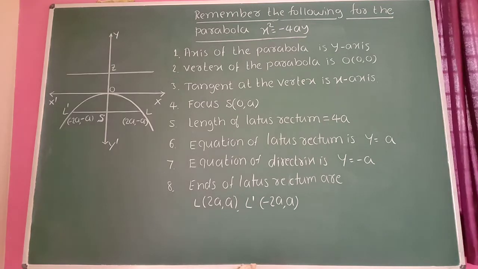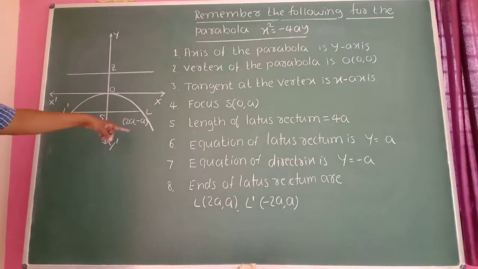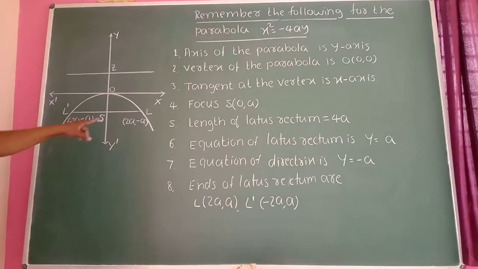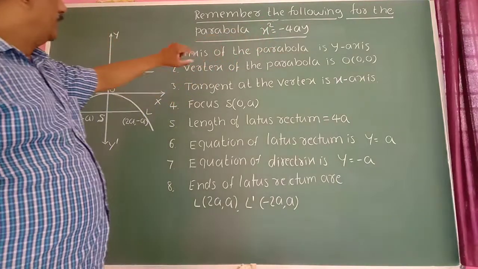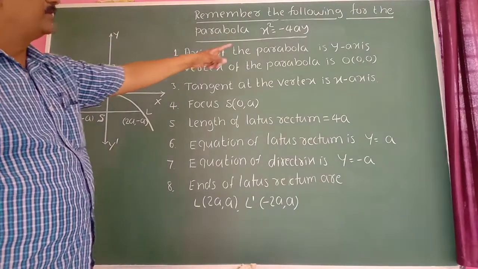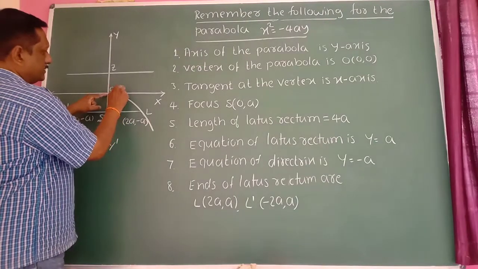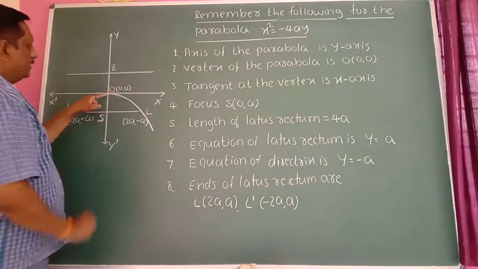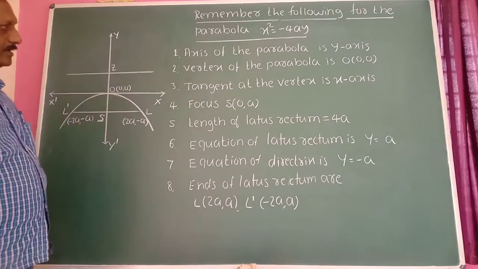So the fourth type of parabola opens in the downward direction like this. In this case, the parabola is x squared equals minus 4ay. Therefore, here again the y-axis is the axis. The axis of the parabola is the y-axis. Then the vertex is the origin, the same (0, 0). And the x-axis is the tangent at the vertex, that is also the same.